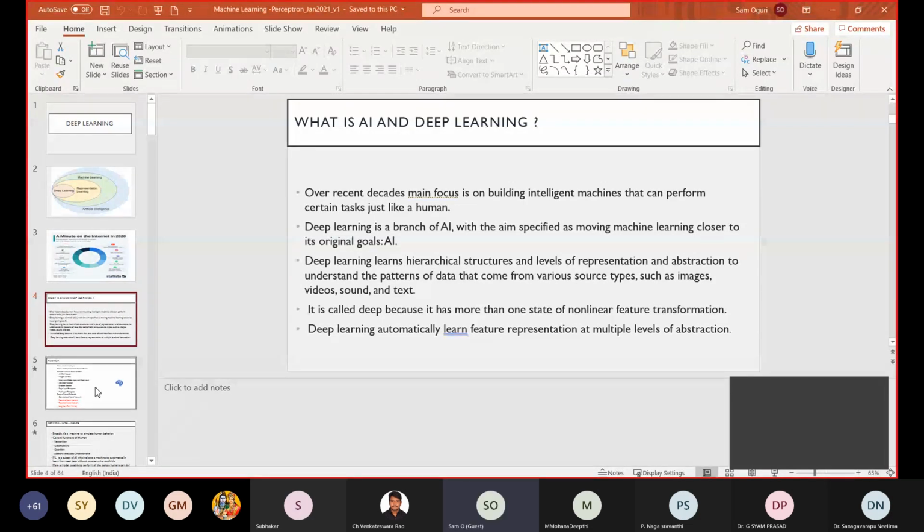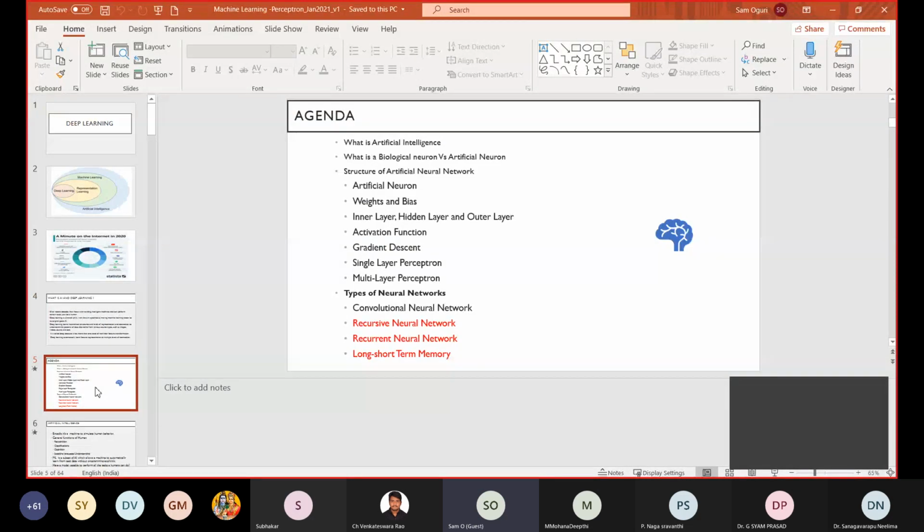So today's agenda, we will be covering a few things like what is artificial intelligence, and the fundamental component of artificial intelligence is the neuron. When you talk of neuron, there might be biological neuron and artificial neuron, and we will understand the difference between a biological neuron and an artificial neuron. And then we can briefly talk about the artificial neuron. What is an artificial neuron? And what are the components of an artificial neuron?